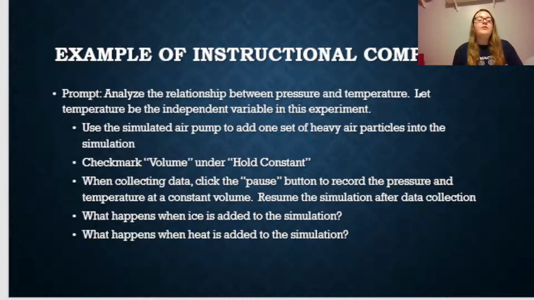It would first tell them to use a simulated air pump in the simulation to add one set of heavy air particles. Then they will check mark volume under the hold constant section. As they are collecting the data, they will let the simulation run. Then they would click the pause button to pause the simulation so they can record pressure and temperature at that constant volume.